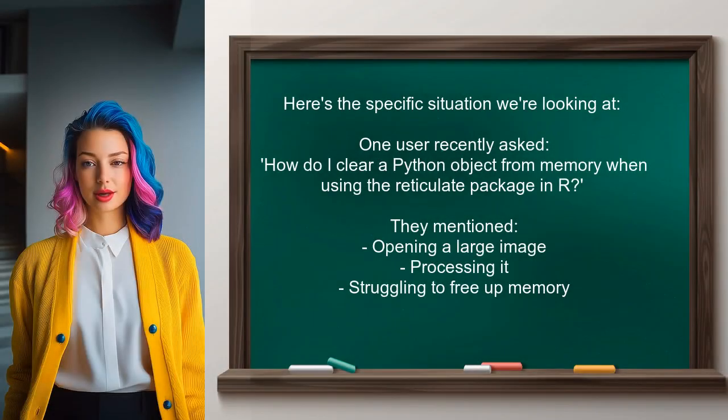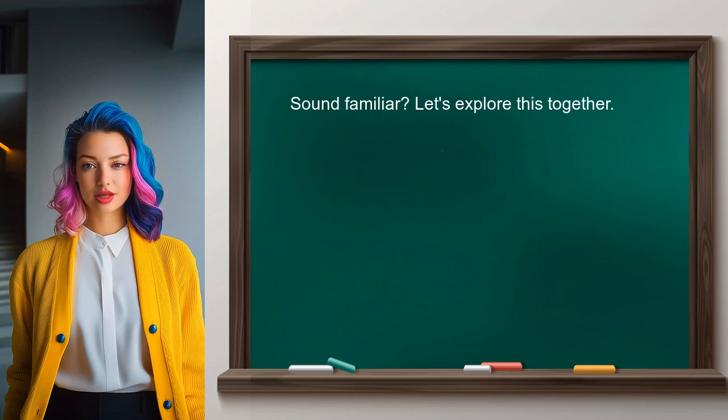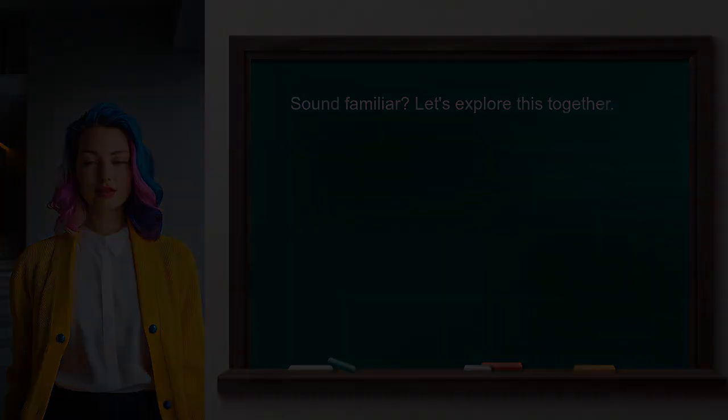Let's look at a specific case. One user recently asked, how do I clear a Python object from memory when using the Reticulate package in R? They shared their experience of opening a large image, processing it, and then struggling to free up memory afterward. Sound familiar? Let's explore this together.